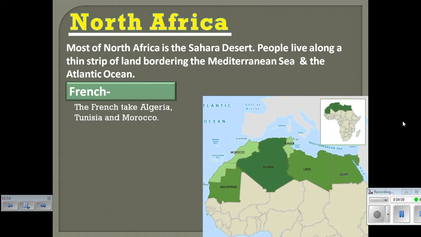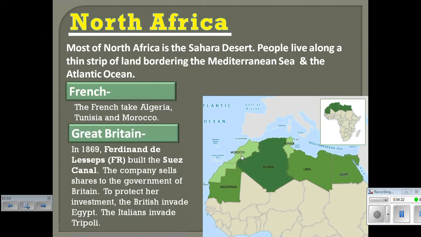The Romans did it, the Greeks did it, the Carthaginians did it. The French will take over the area of Algeria, seen right here, and Morocco, seen here. Great Britain, on the other hand, in 1869, takes hold of the Suez Canal in the Egyptian region. We're going to talk a little more about the Suez Canal in a later episode.